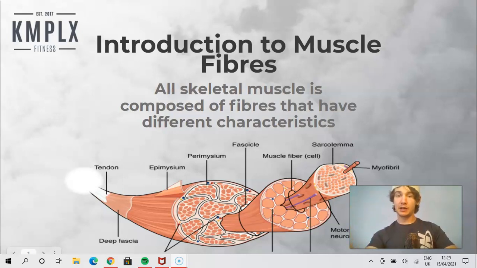So all skeletal muscle is composed of fibers that have different characteristics. So we're going to look left to right, and I'm going to start with the one that you probably haven't heard of, the epimysium. So the epimysium is a tissue that is surrounding the skeletal muscle. Within that is the perimysium, which is just a sheath of connective tissue that groups fibers into little bundles, and those bundles are called fascicles. Now, the fascicles, within those you'll find the endomysium.